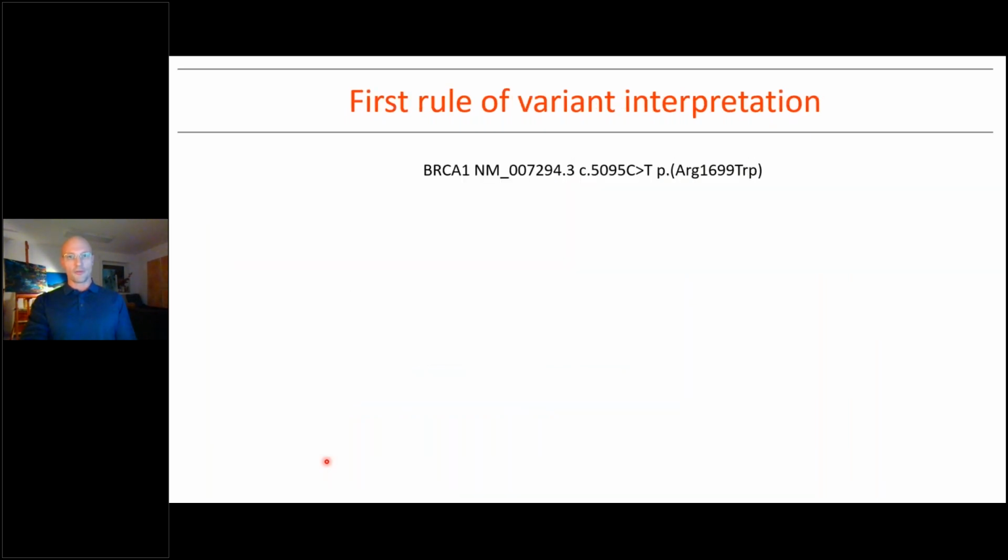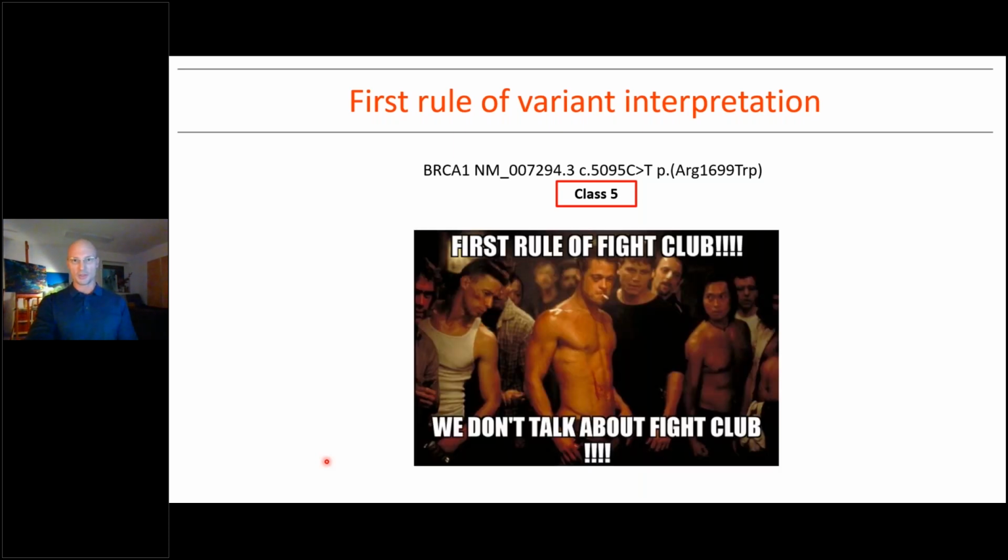I will now come to my first personal and most important rule in variant interpretation. Say you detect this variant in the BRCA1 gene, and you get from a narrow literature search, or from consulting ClinVar or LOVD or your colleague, the opinion that this is a class 5. Well, it actually is a class 5, but I want to make this point by showing you first the first rule of Fight Club. Maybe you will remember this iconic film from the late 90s with the young Brad Pitt. So the first rule of Fight Club was, we don't talk about Fight Club.